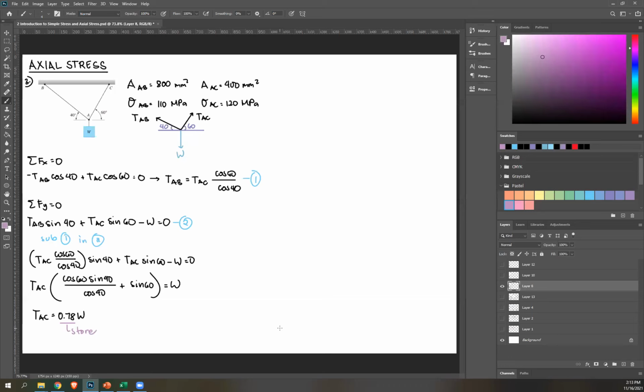Now I want the relationship of PAB and W. And to do that, I'll just substitute this in equation 1. So we'll have TAB equals TAC, which is this, 0.78 W times cosine 60 over cosine 40. And then from this, please solve what's the coefficient now of W?